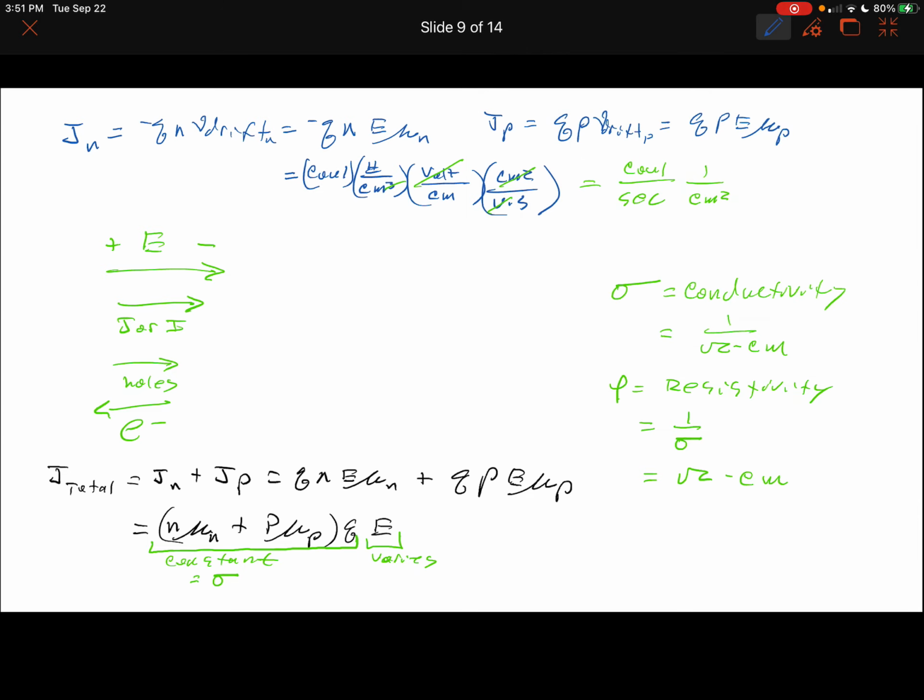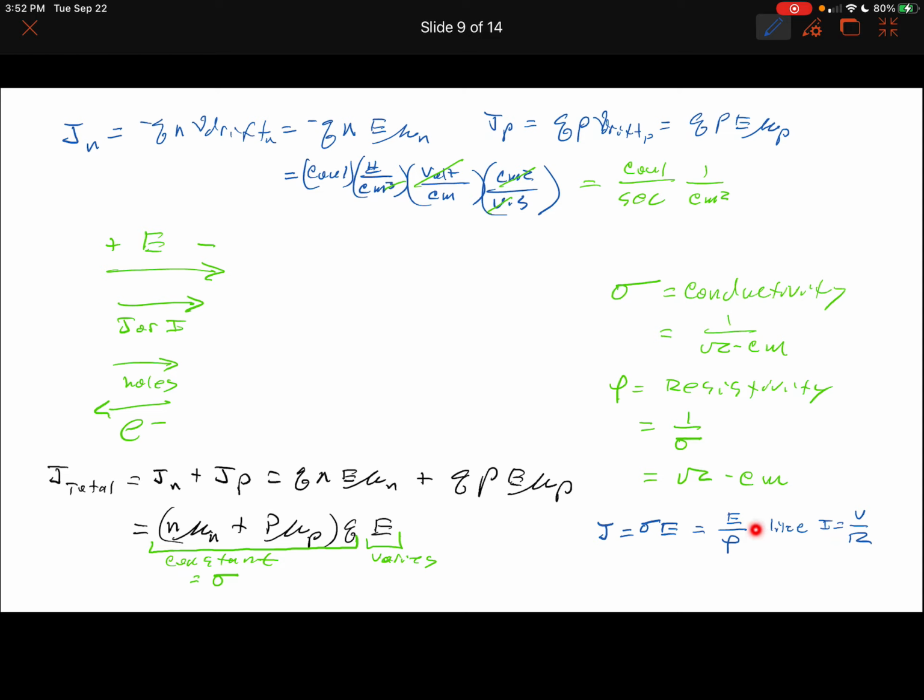So J is equal to sigma times E, where this constant sigma is equal to E over rho, the electric field over the resistivity. And basically this is like Ohm's law, like I equals V over R, right? We've got a current. This is current density here.